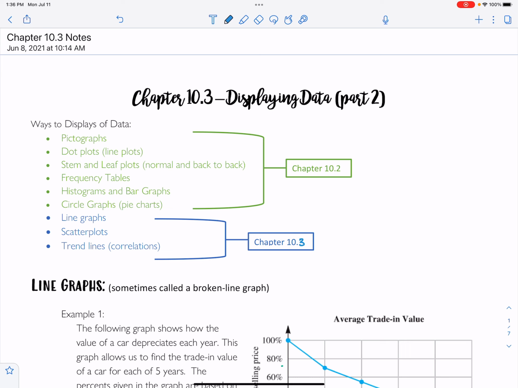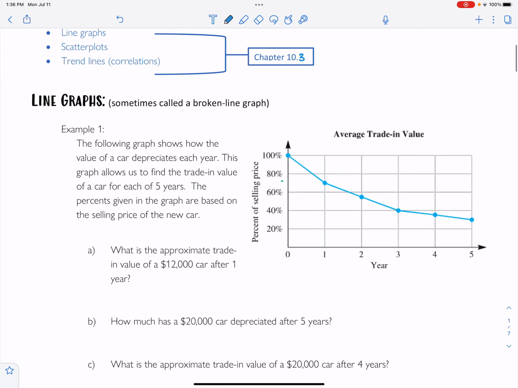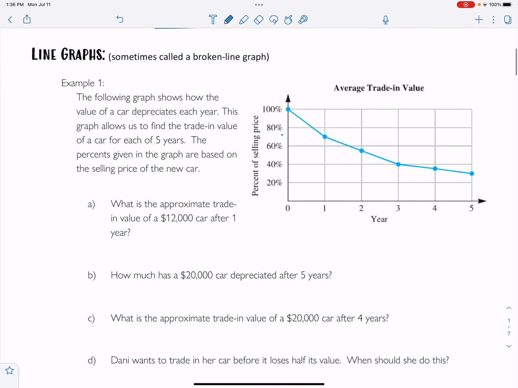Now, in this specific section, you will not have to draw any of these graphs so much as you'll have to be reading and interpreting the graphs. So we won't be drawing line graphs or plotting scatter plots necessarily. More or less, we'll be interpreting them, so answering questions about them. With that being said, our first type of graph today is going to be line graphs.